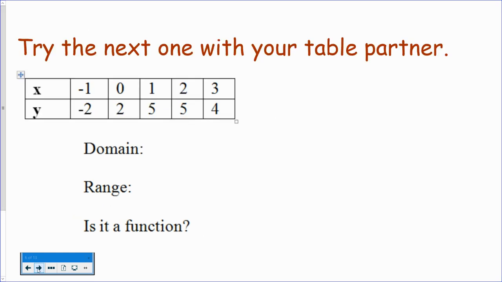Okay. This next one, try with your table partner. I'm just using my slides from when I usually do this in person, but we'll look at the domain one more time. Curly brackets, domain's all my x values. It's already in order from least to greatest for me. So -1, 0, 1, 2, and 3.